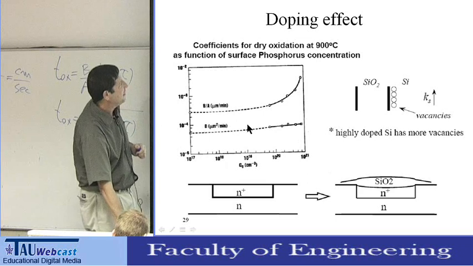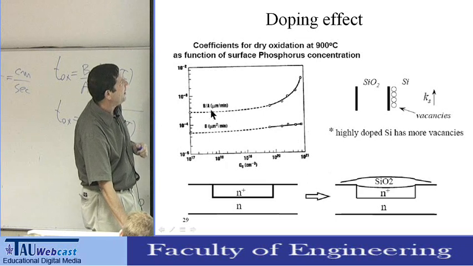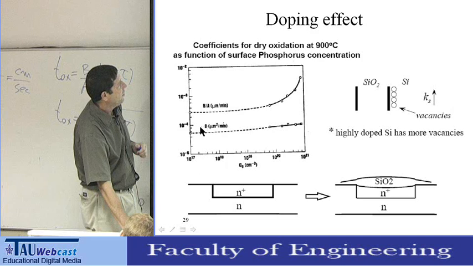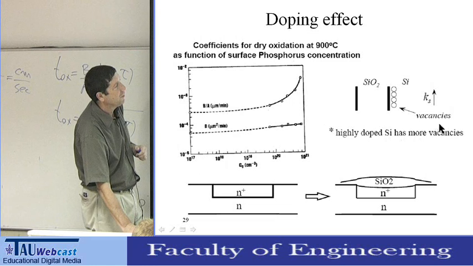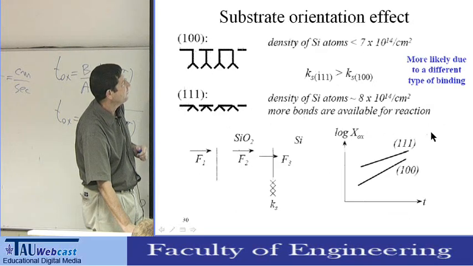But it's interesting that B over A increases, while B remains almost constant. So the effect is only over B over A. Highly doped silicon has more vacancies, or creates more vacancies.